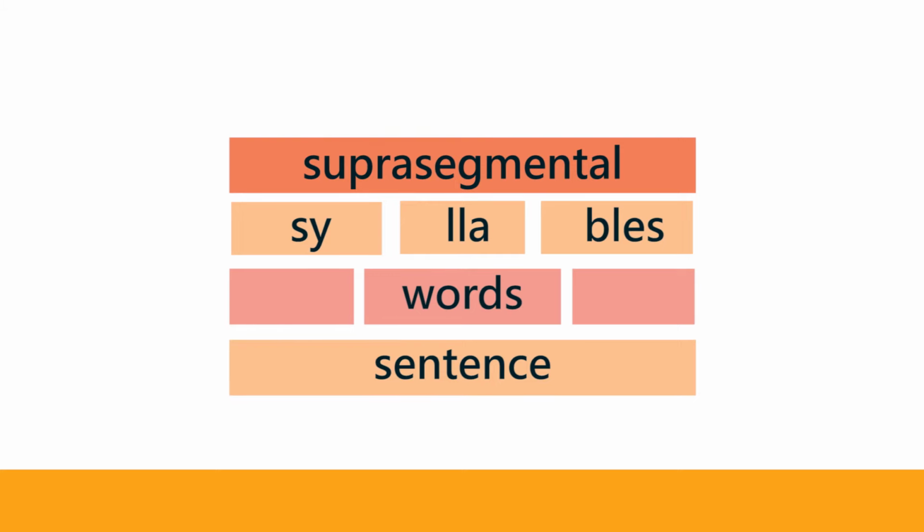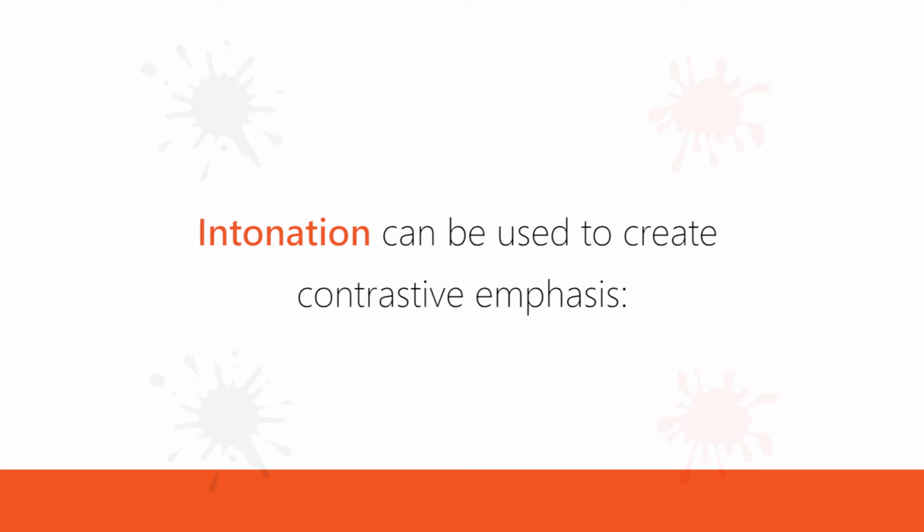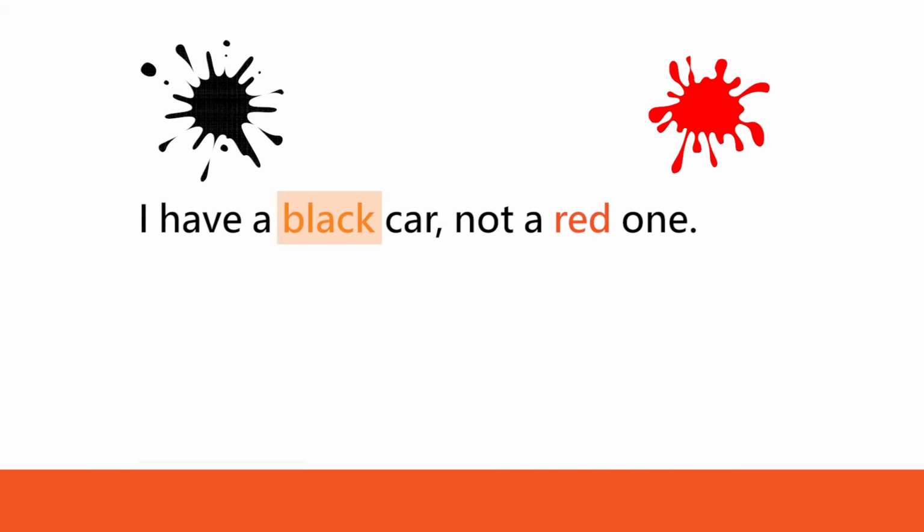So you can create contrastive emphasis at sentence level. For example, you can say, I have a black car, not a red one. So you can stress black. Why? Because you want to create contrast on the color. If you want to create the contrast on the noun, you can put the stress on a different word.